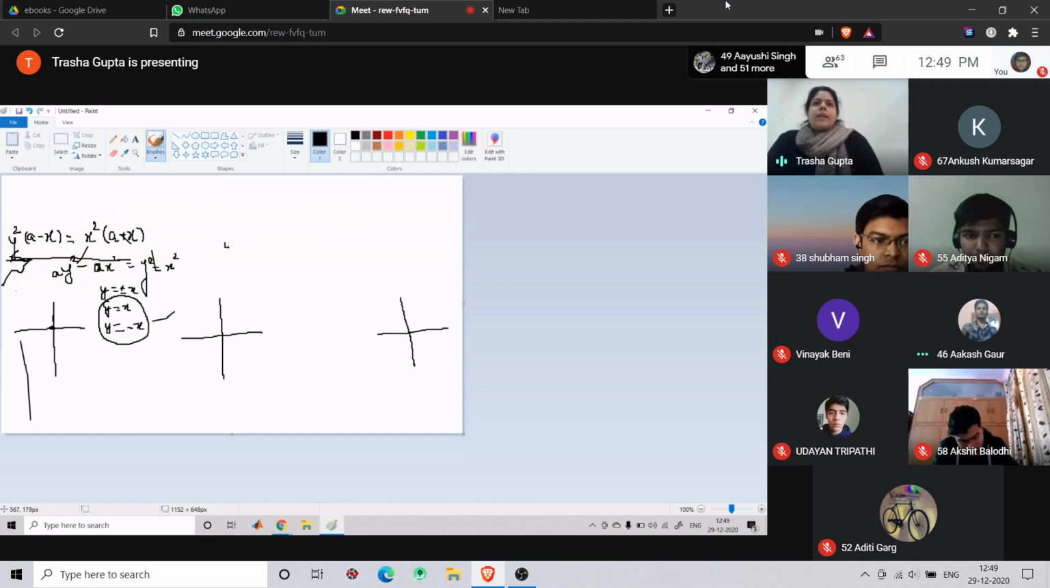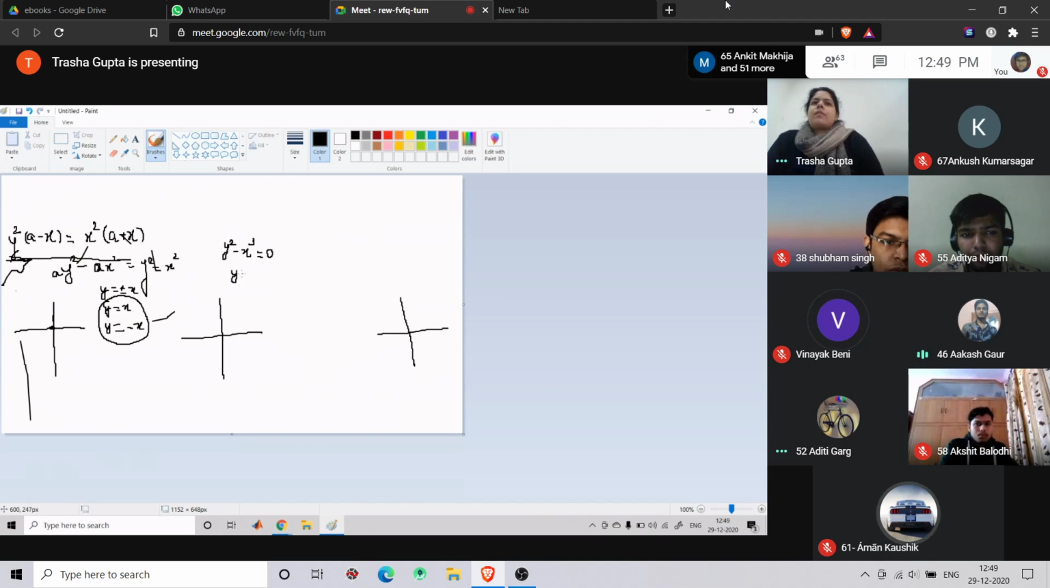For an equation like y square minus x cube is equal to 0, does this curve pass through the origin? Yes, it passes through the origin. What is the equation of the tangent to the curve at the origin? y square is equal to 0.